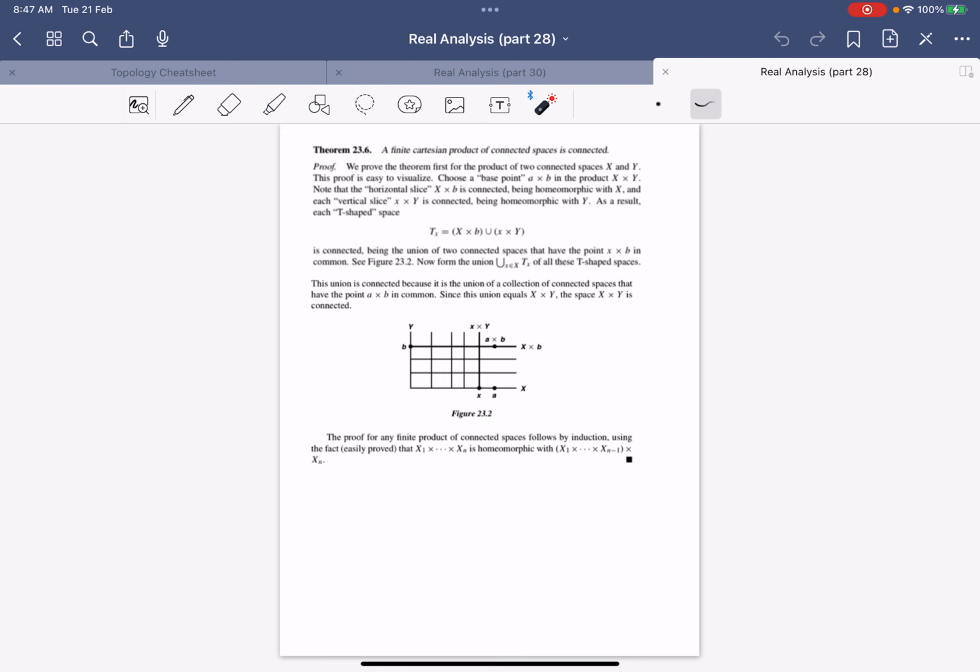And the proof for finitely many is just using induction. So you prove for one case, you can prove for all cases. And so you can see how connectedness is a really cool and important property of a topological space.